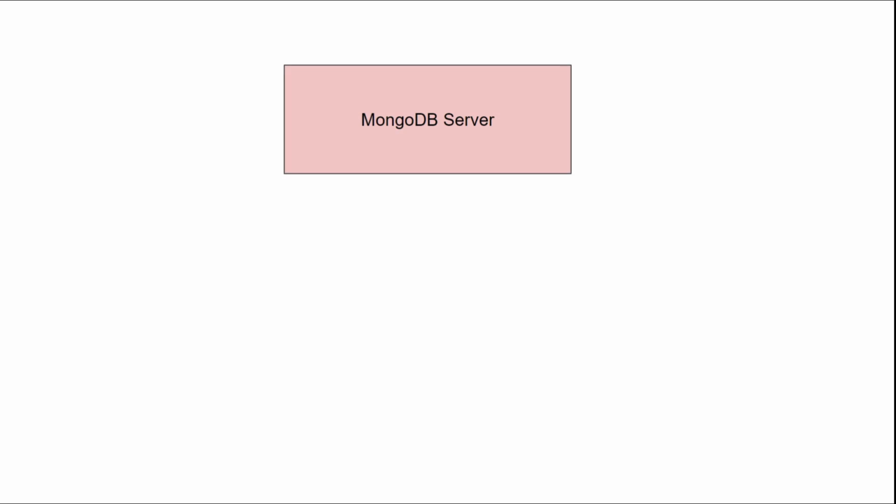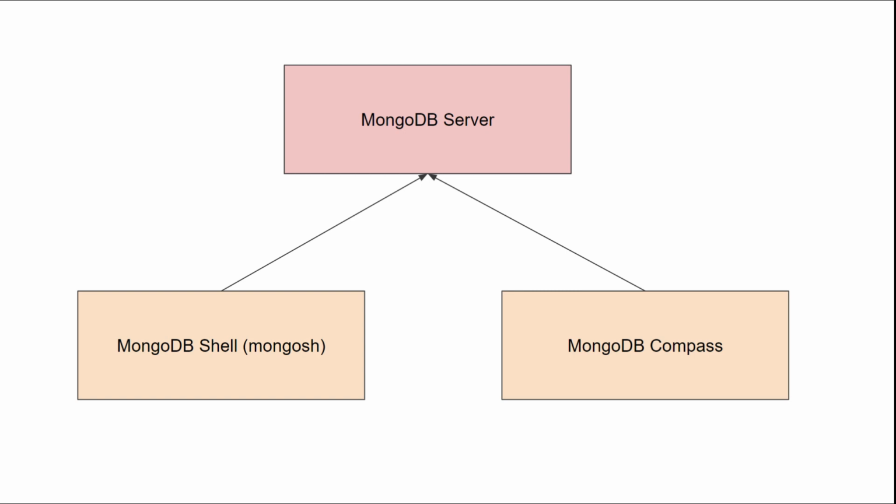So the first thing is the MongoDB server. We will be needing a MongoDB server wherein we will have a copy of our database, which will be running locally. And we will need a way to access this database. Now, as you can see over here, there are two ways in which you can access or connect to the database. One is using the MongoDB shell, which is also known as mongosh, and you have MongoDB Compass.